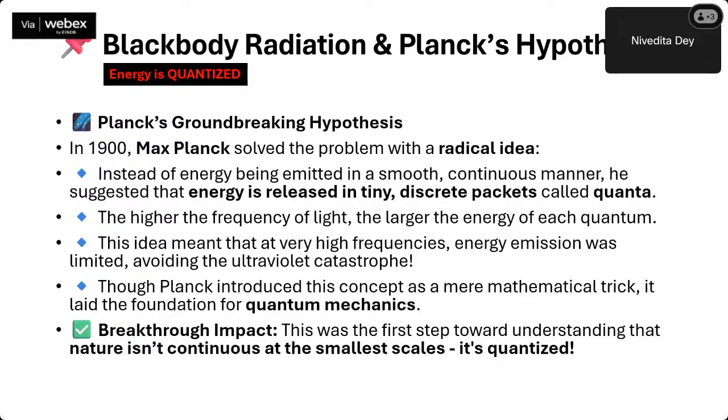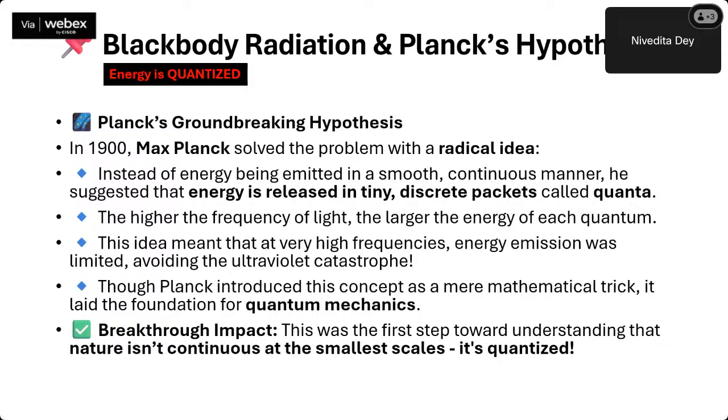So what if we say that light is nothing but packets of energy, which is called quantum. The higher the frequency of light, the larger the energy of each quantum. So the idea meant that at very high frequencies, energy emission was limited, avoiding the UV catastrophe. Though Planck introduced this concept as a mere mathematical trick, it laid the foundation of quantum mechanics. The word quantum comes from the word quanta, which means discrete packets of energy. That is the fundamental definition of quantum physics.